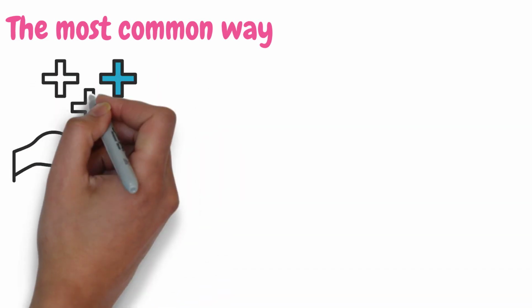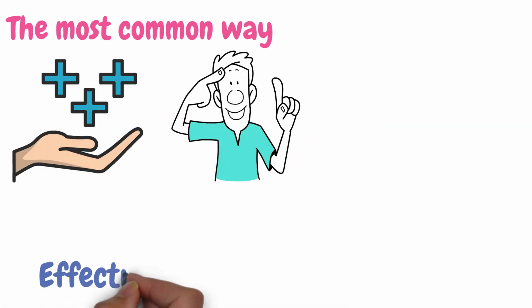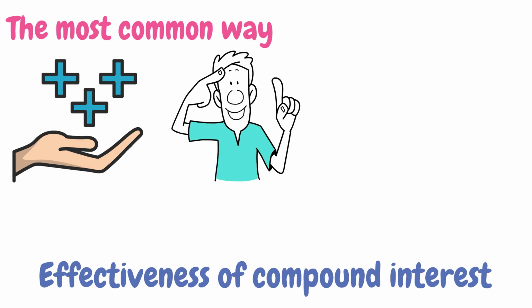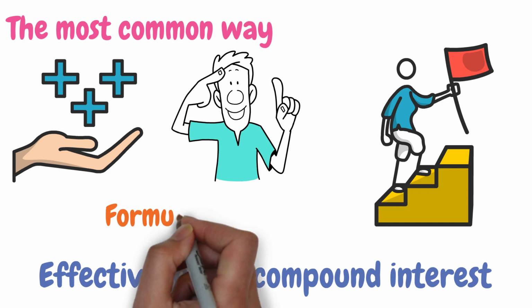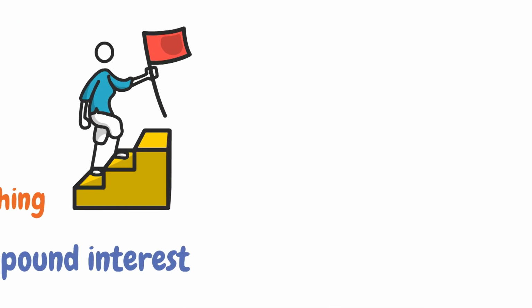Now, the most common way investors benefit from the rule of 72 is when they need to assess the effectiveness of compound interest on their initial deposit. However, ambitious individuals like us can go one step further and use the formula for anything that increases exponentially.